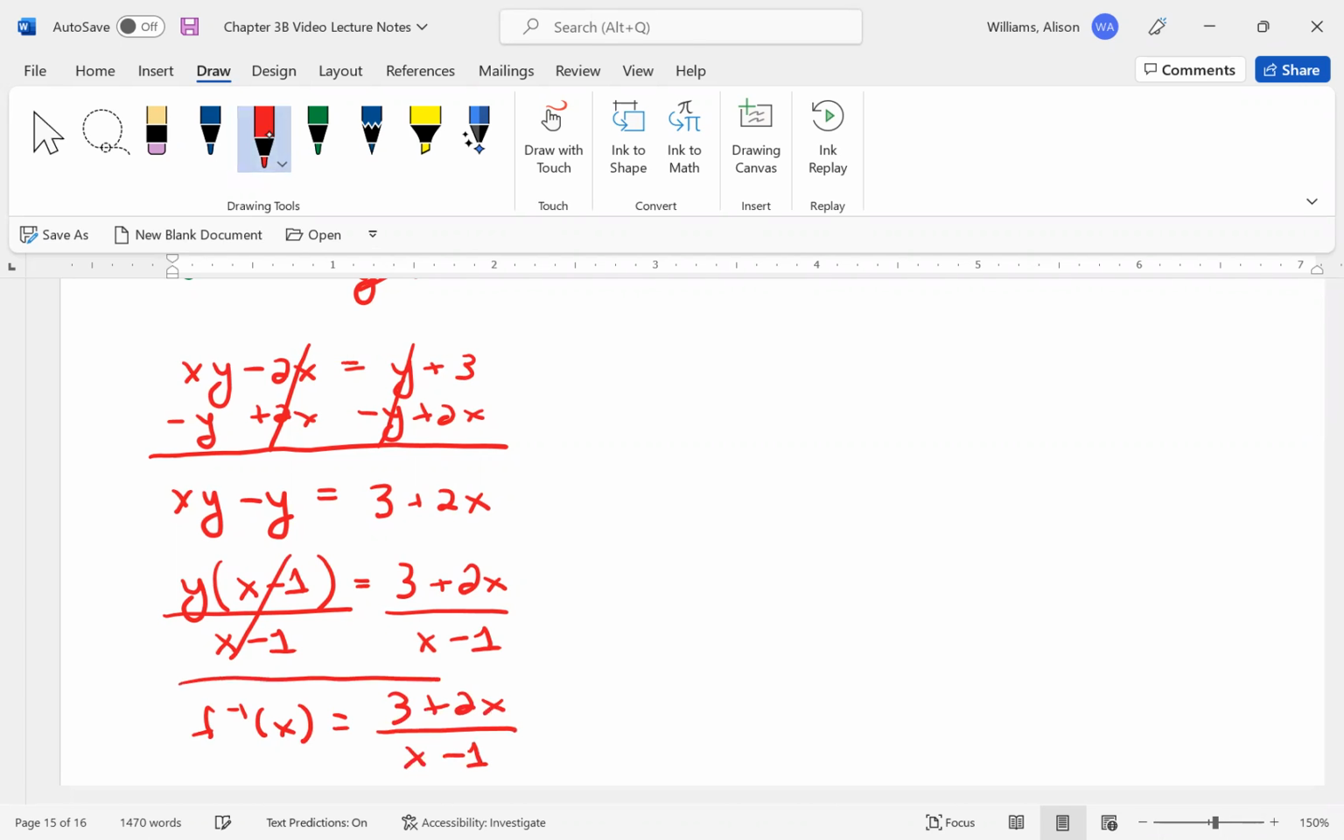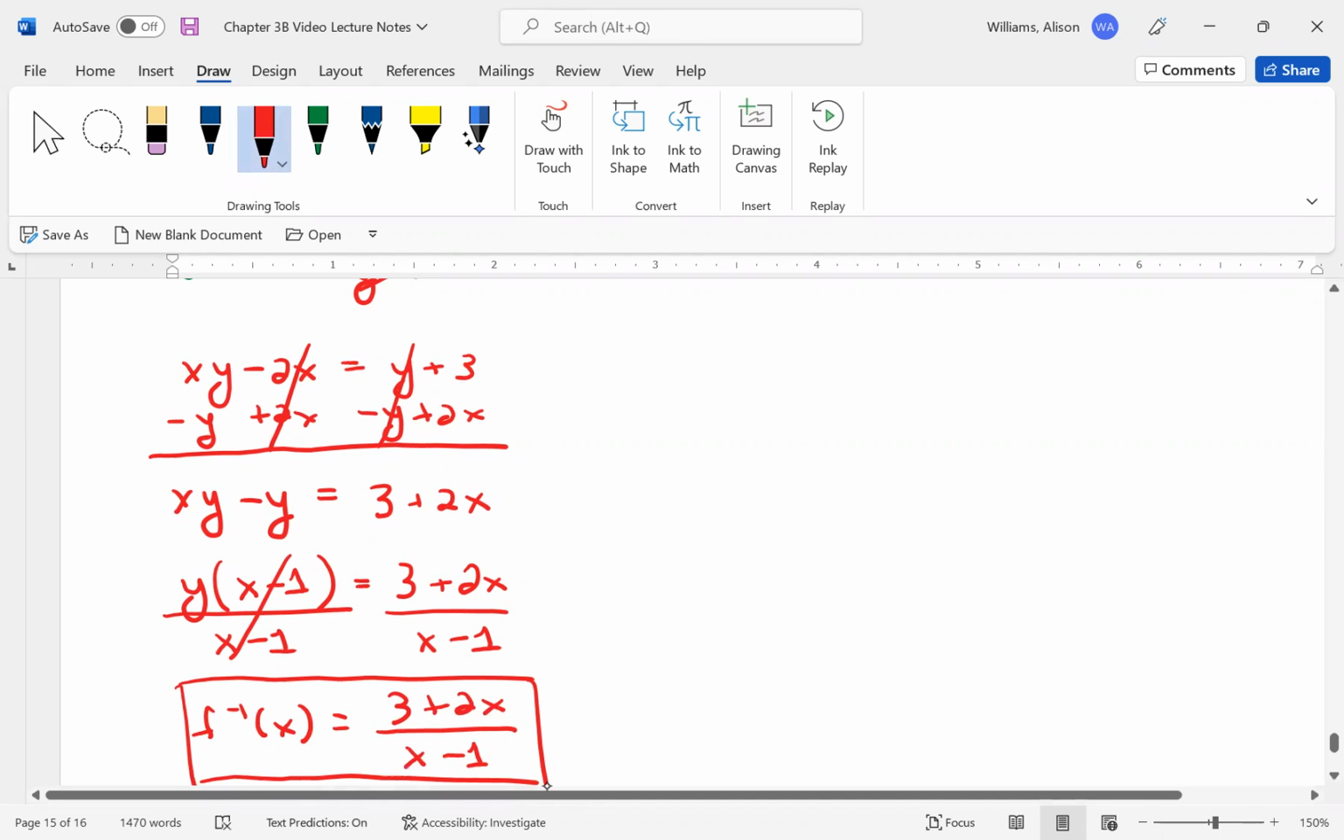And I could write 2x plus 3, by the way, put it in descending order. There's no real reason to leave it not in descending order, but there's also no problem with leaving it not in descending order either. But there it is. That's it. That's the answer.